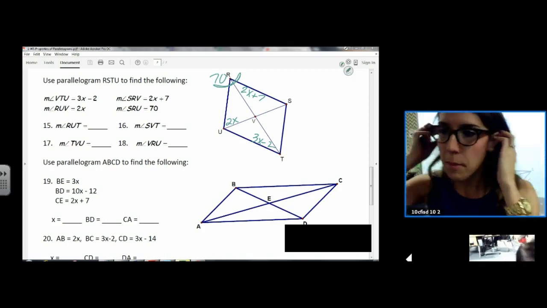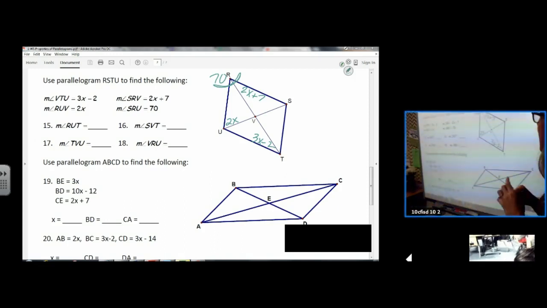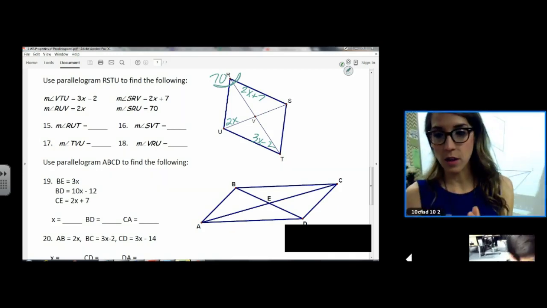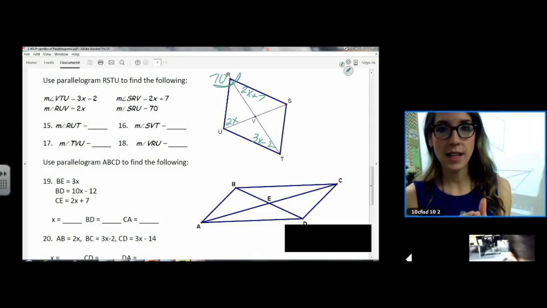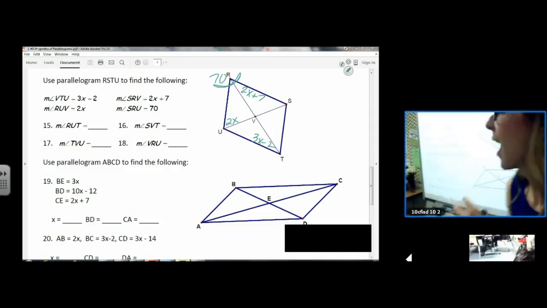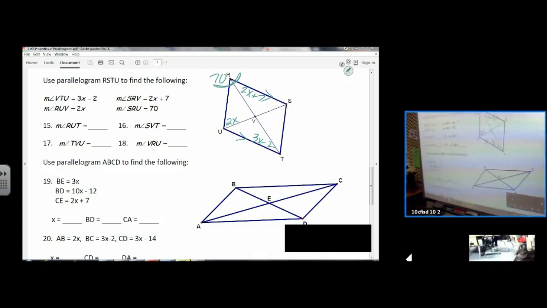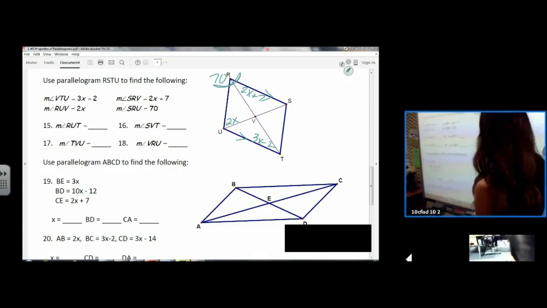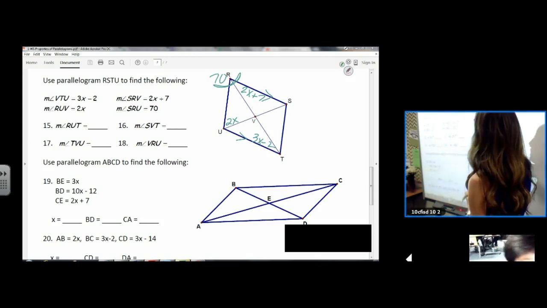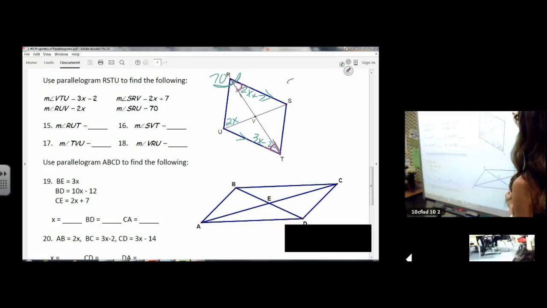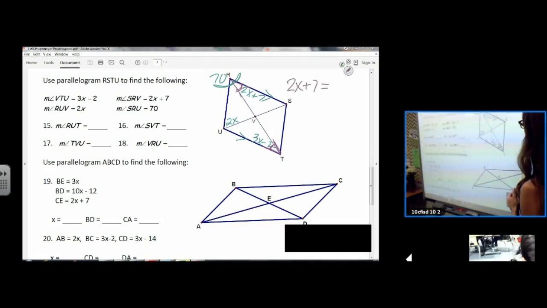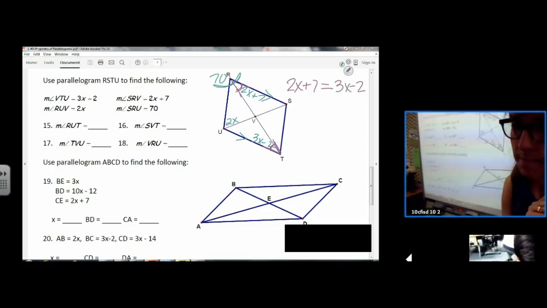We need to begin by solving for x. That is going to be the key that unlocks all the angles in the whole parallelogram. Now remember, you don't set things equal unless you have a reason. So I can set something equal. I know that this is a parallelogram, so I know that RS is parallel to UT. Therefore, I know by the alternate interior angle theorem that these two angles are congruent. 2x plus 7 is congruent, equal in measure, to 3x minus 2. So that's where I'm going to begin.